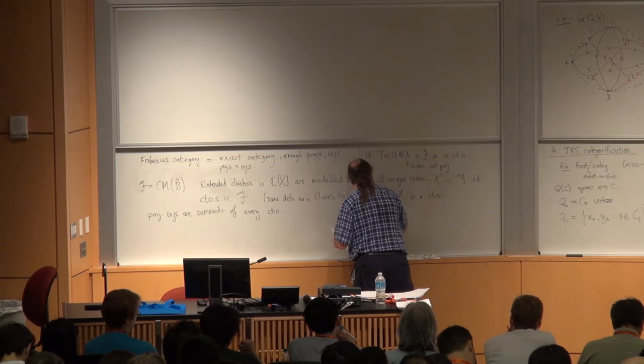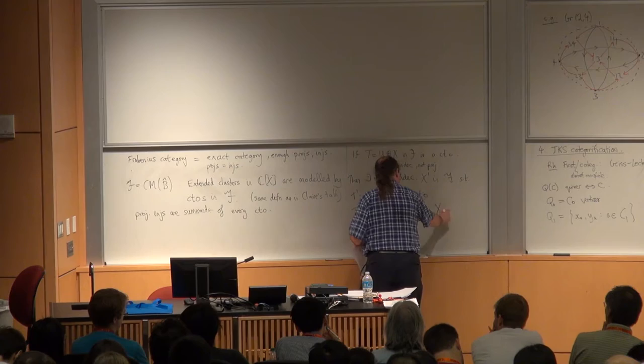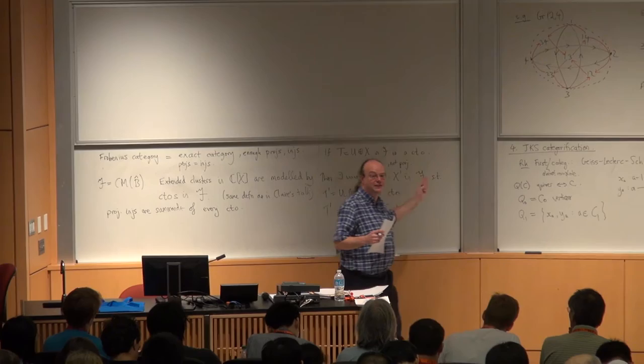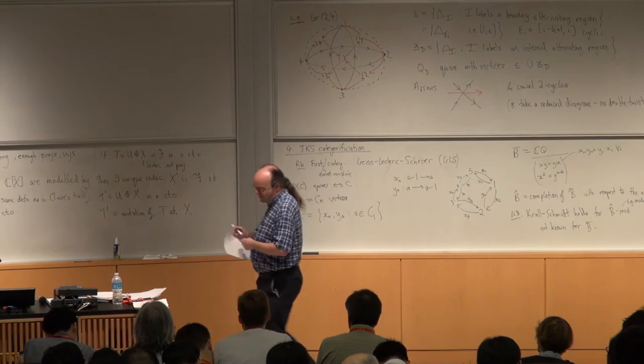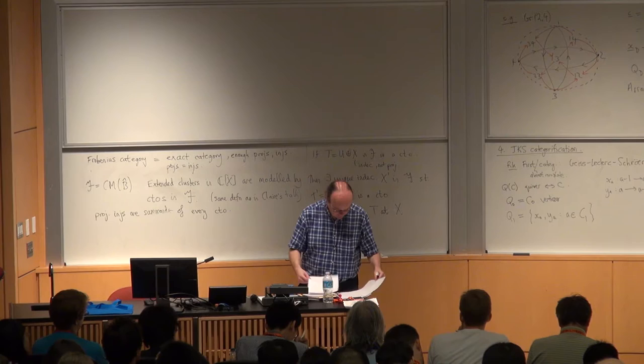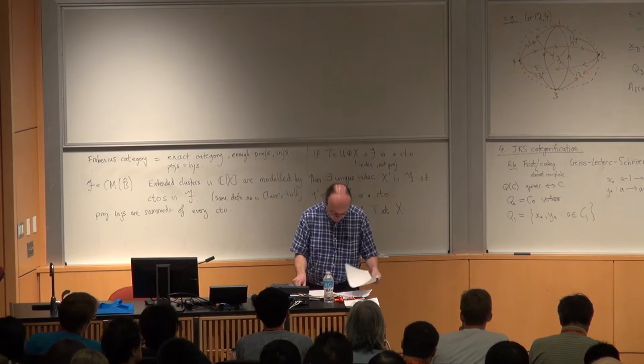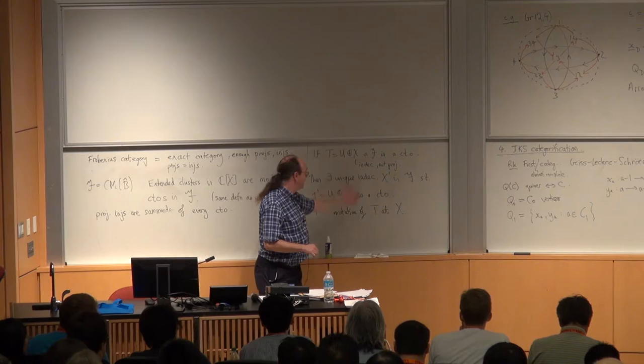So T prime is the mutation. So in particular, what you'd like to know is that the quiver of the new endomorphism algebra is the mutation of the old one. So I don't think there is a general result of that kind yet, unless you assume Hom-finite. Yes, we do have this mutation property here.